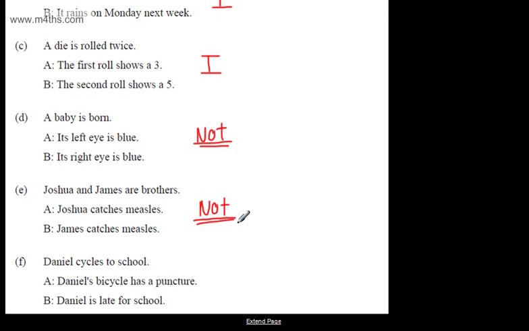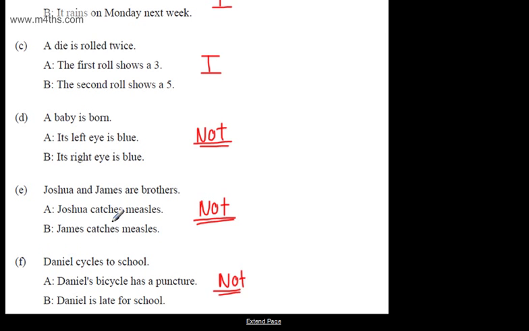If you go to school and everyone's got a cold, the probability that you're going to get a cold will increase. So they are not independent events. If we look at the next one, Daniel cycles to school. Daniel's bicycle has a puncture. Daniel is late for school. If he has a puncture, it's likely to increase the chances that he's going to be late. So we would say that these would not be independent.